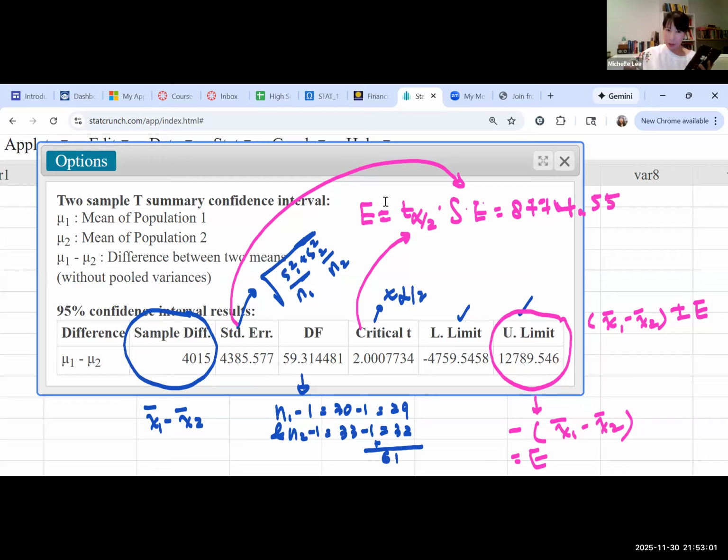Then what's x sub 1 minus x sub 2, which is the sample difference? It's 4015, so that will be minus 4015. Then we will get 8,774 and 55, rounded to two decimal places. Make sense to you? That is the margin of error. I hope we understand this one, or the concept in that case. The calculation is easy because we are using the technology, but we have to understand what is going on here. Okay, very good.